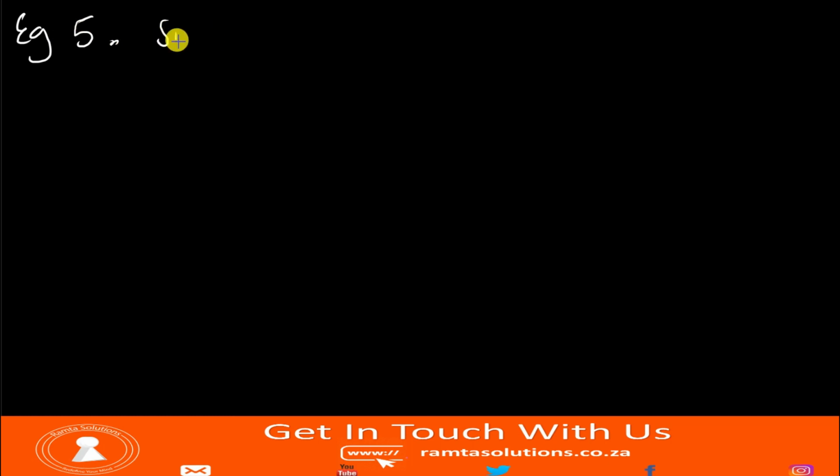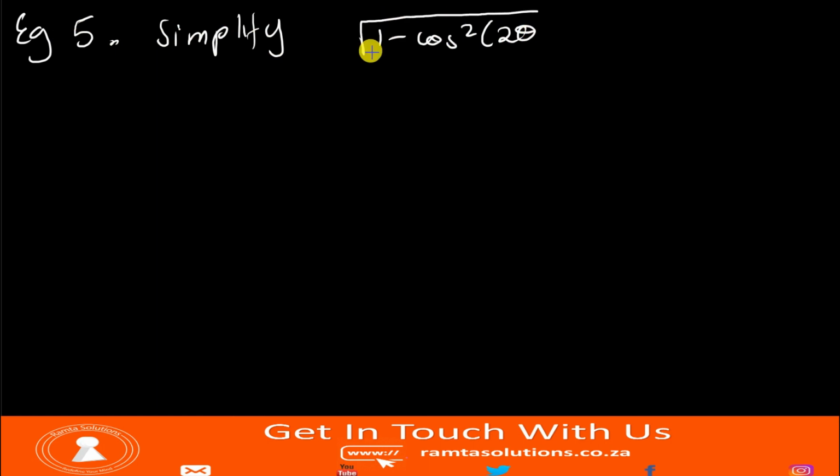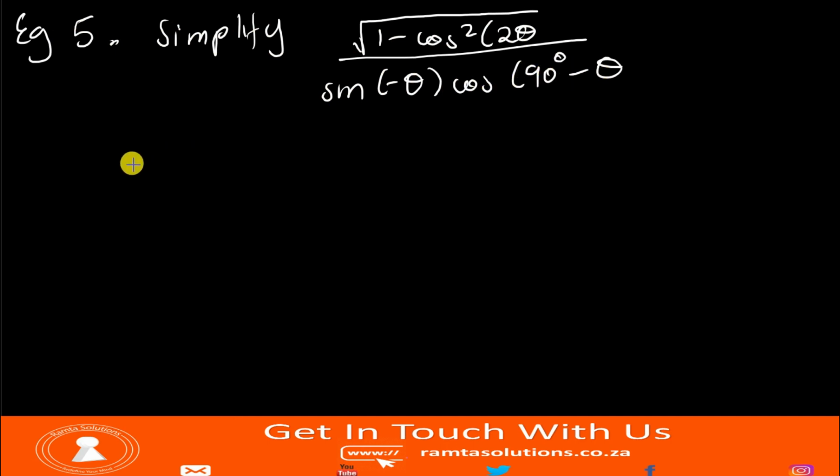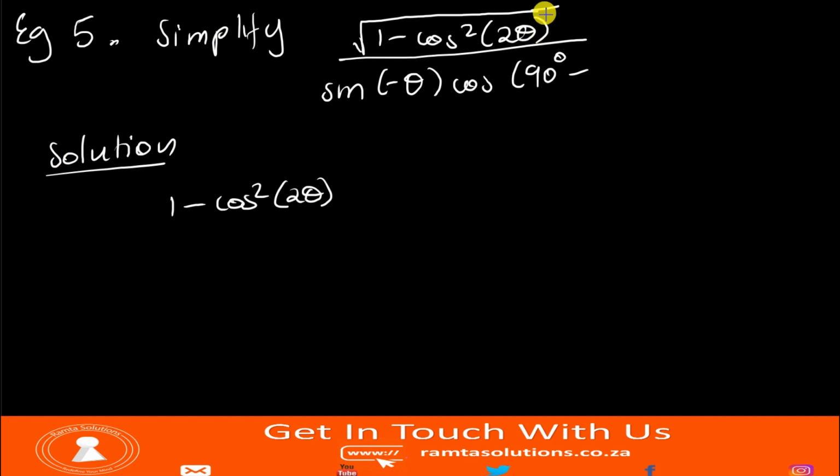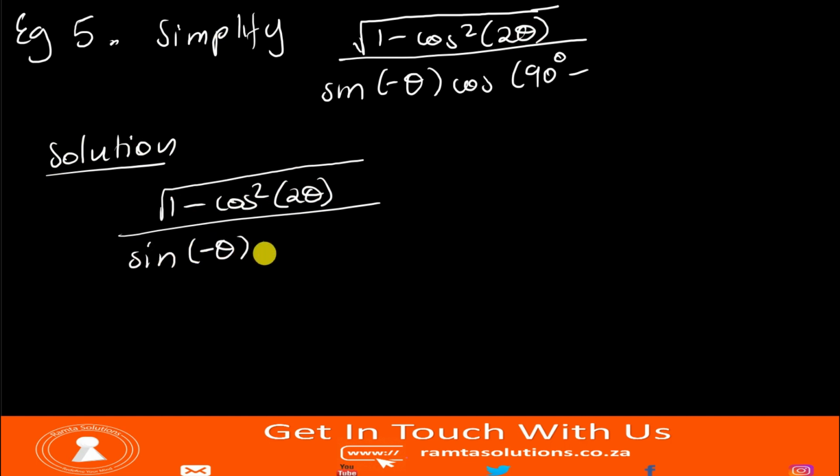Example 5 says, simplify the square root of 1 minus cos squared 2 theta, over sine of negative theta, times cos of 90 degrees minus theta. Let's try to simplify. Solution: we had the square root of 1 minus cos squared 2 theta, all over sine negative theta, cos 90 degrees minus theta. I even forgot to write the minus theta.